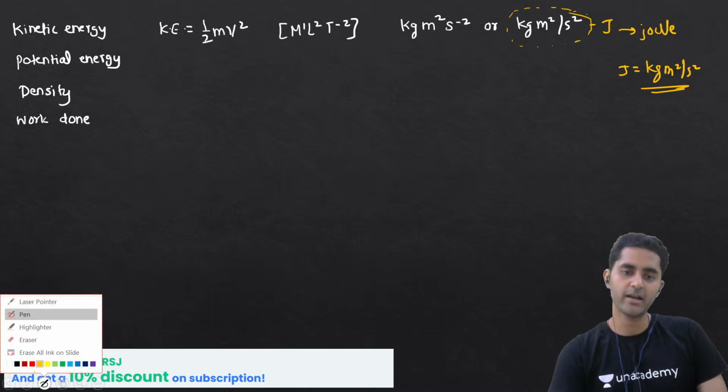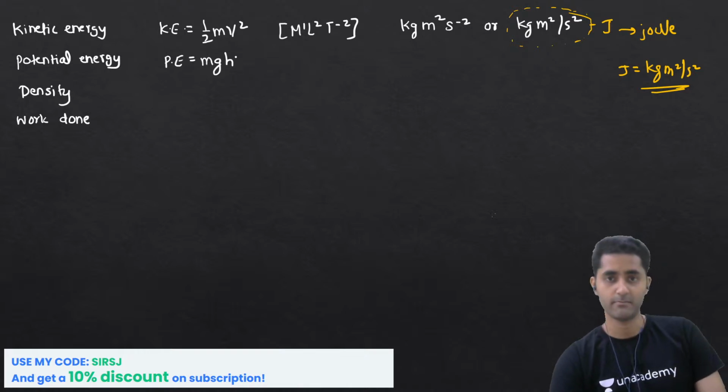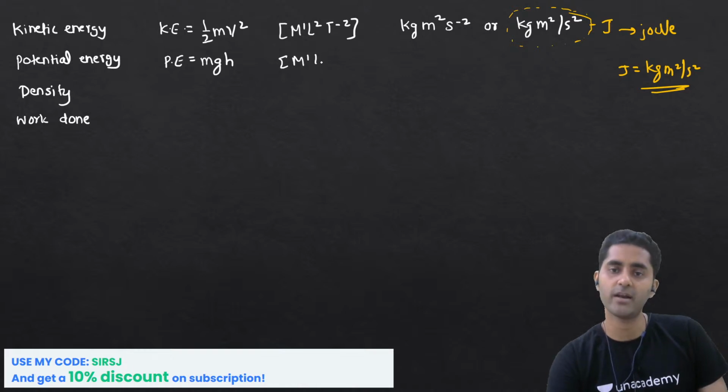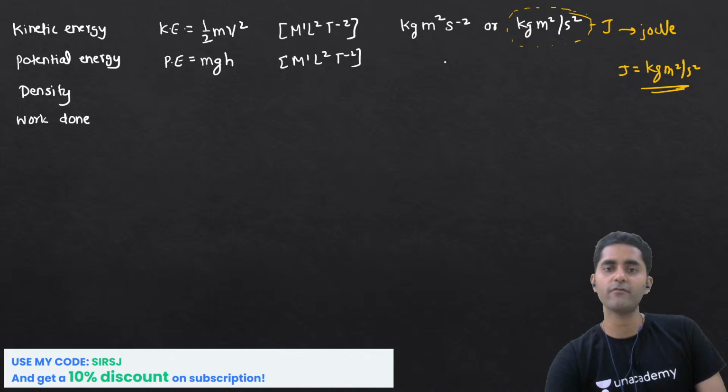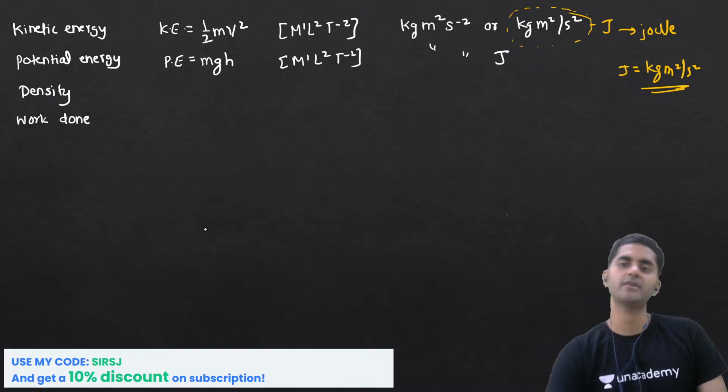And if you calculate, you just try it on your own. If you calculate potential energy, the formula is mass into acceleration into height. You will get the same dimensions, m1, l2, t minus 2. So the SI unit of potential energy is also the same, and in short it is joule.